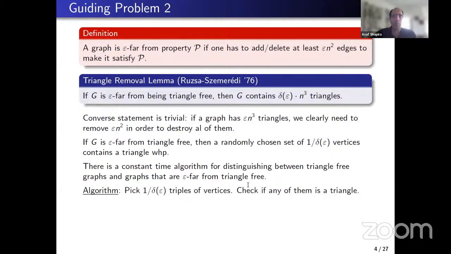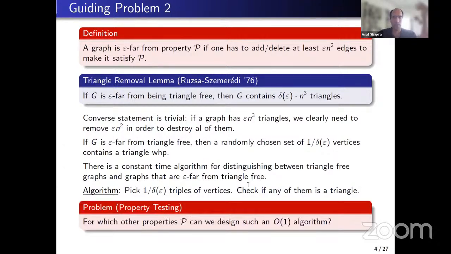And indeed, you just sample 1 over delta of epsilon many triples and you check if any of them is a triangle. Of course, if the graph is triangle free, none of these triples is going to be a triangle. And if it's epsilon far, by the removal lemma, a sample of size 1 over delta will catch one of these triangles with positive probability. And of course, it's natural to ask for which other graph properties there is such a magical constant time algorithm. We'll get to this later.